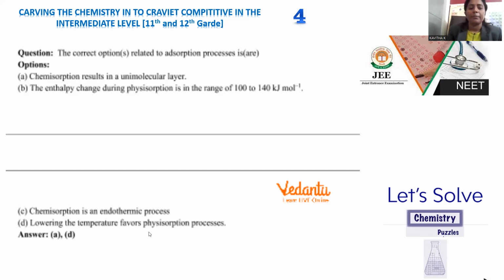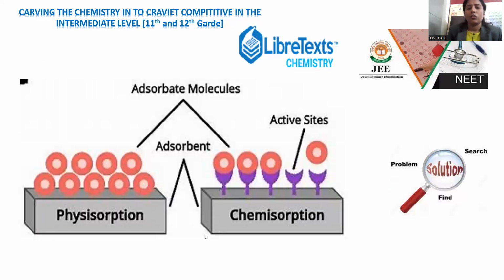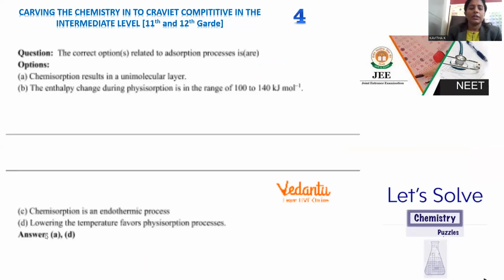And D, lowering the temperature favors the physisorption process. As we are already aware, in physisorption the binding is somewhat weak in nature, so when we maintain a lower temperature, it is very convenient for particles to occupy the surface of the adsorbent. If we raise the temperature, whatever covered molecules or atoms are there easily expel. So lower temperature is more preferable for physisorption, right? So this is also correct. Option D is also correct regarding this adsorption. For question number 4, options A and D are the correct answers.